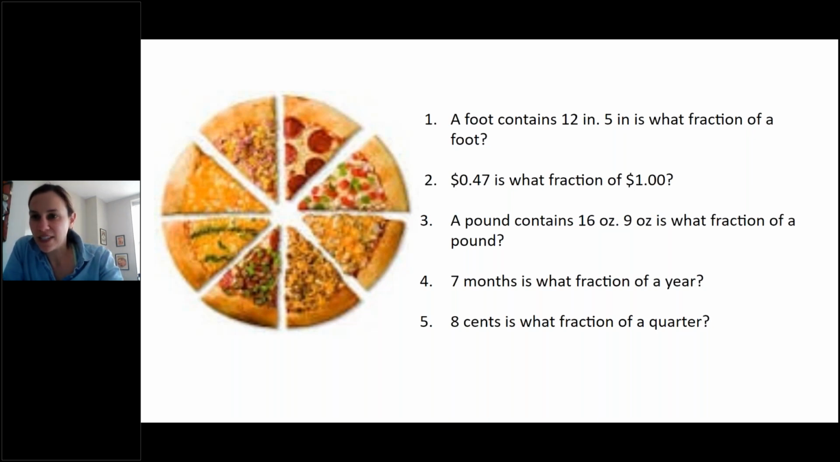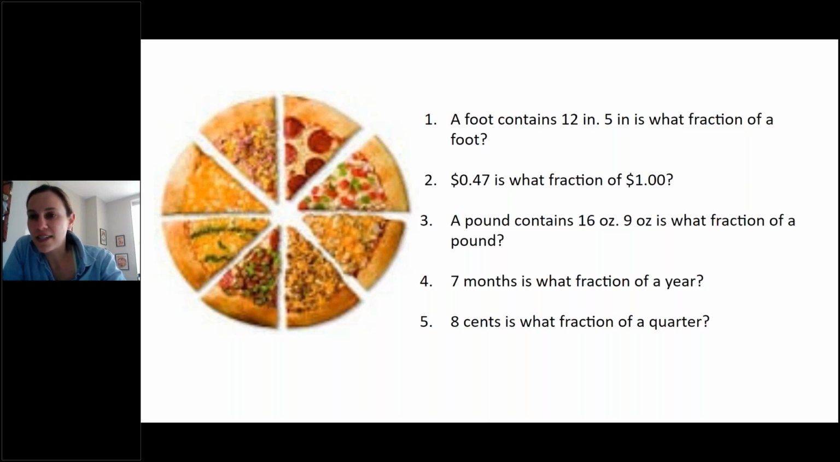So we have a couple more examples here. Again, thinking about a foot, if I know it has 12 inches and I want to write 5 inches as a fraction, I would put 5 in the numerator over 12. 5 is the piece that I'm looking at and 12 is the whole. 47 cents is what fraction of a dollar? Well, you put the 47 over 100, you get your piece of the whole. So the 47 cents is the piece, the $1 is the whole.